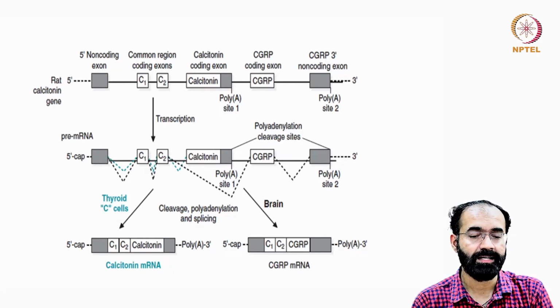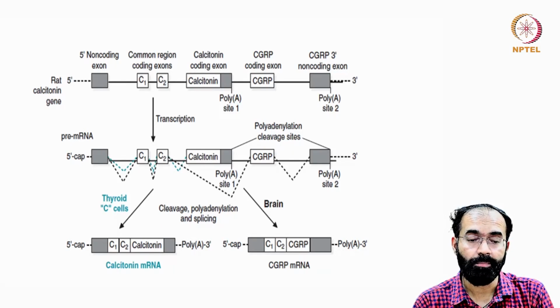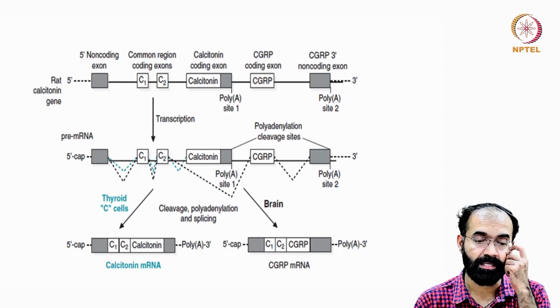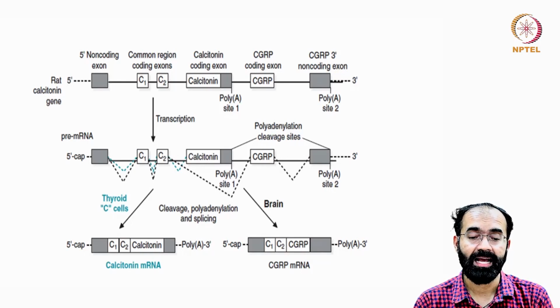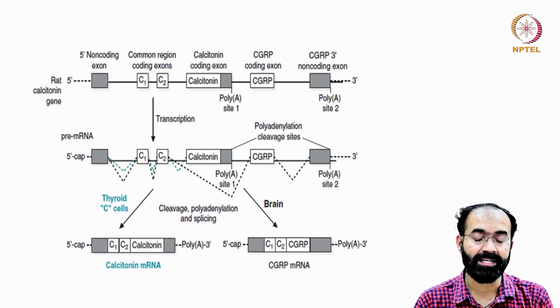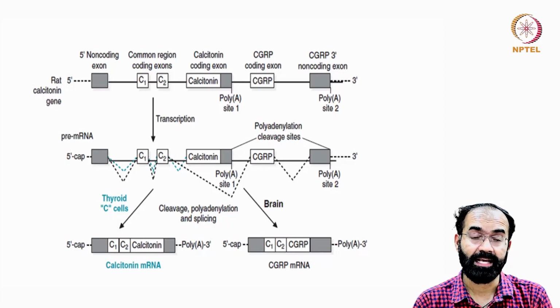So what do we understand? You have a common region, first exon, second, third, fourth, like that, but you have 2 different poly-A sites. During transcription of the pre-mRNA, the 5' non-coding exon is capped, and you have proper splicing of C1 to C2 and the calcitonin-specific exon, and the poly-A site is made use of, and it goes smoothly, and you end up getting calcitonin mRNA. In the thyroid cells, you have 5' cap, C1, C2, calcitonin and poly-A tail.